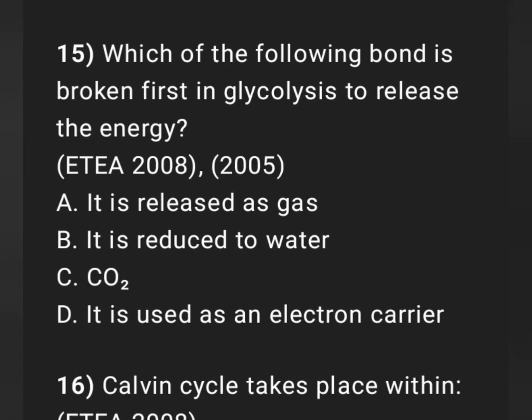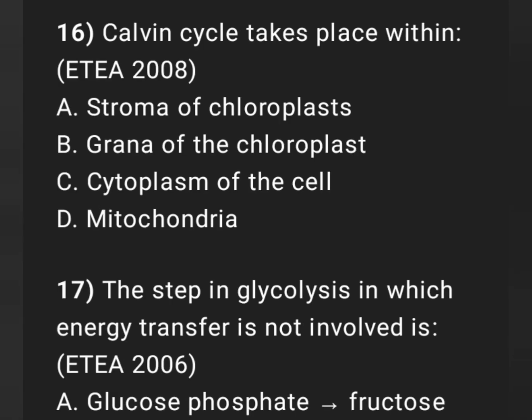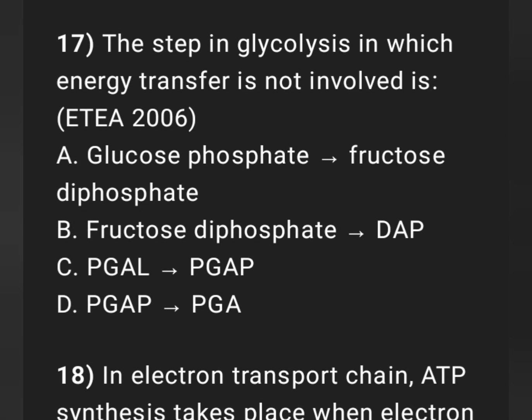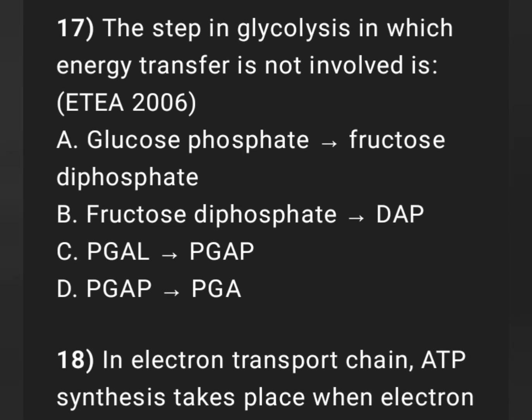15. Which of the following bond is broken first in glycolysis to release the energy? ETEA 2008-2005. A. It is released as gas. B. It is reduced to water. C. CO. D. It is used as an electron carrier. 16. Calvin cycle takes place within ETEA 2008. A. Stroma of chloroplasts. B. Grana of the chloroplast. C. Cytoplasm of the cell. D. Mitochondria.